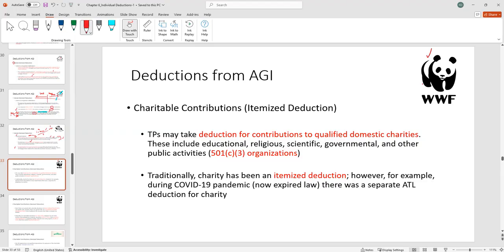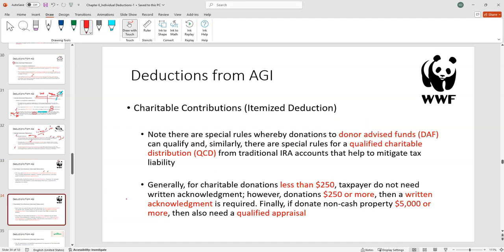But when you donate to a qualified domestic charity, typically a 501(c)(3), you could potentially get an itemized deduction. Do be aware that at times in history, they did give you an above the line deduction for a small amount, like a couple hundred dollars. But for purposes of this class, we are going to assume that all charitable donations are itemized deductions and it has to be to the right organization, typically a 501(c)(3). There are some nuanced rules here.